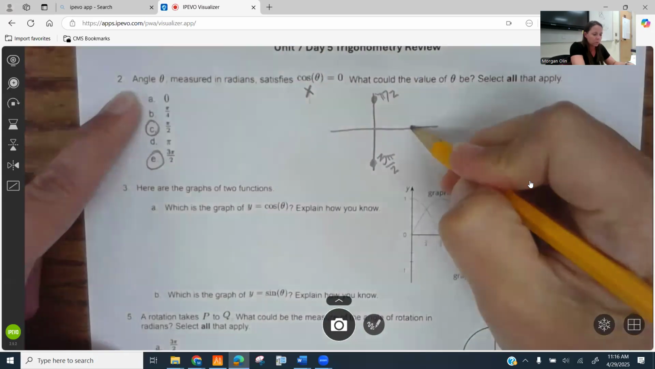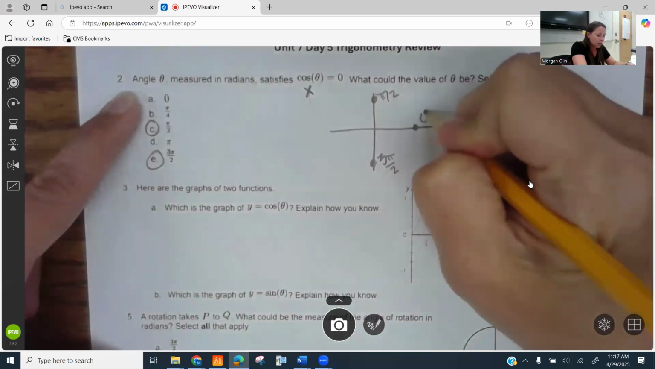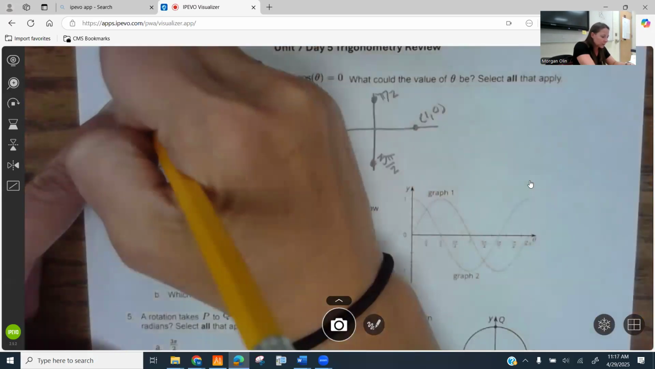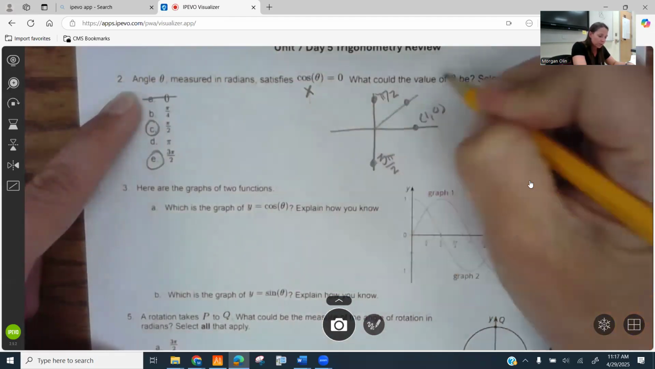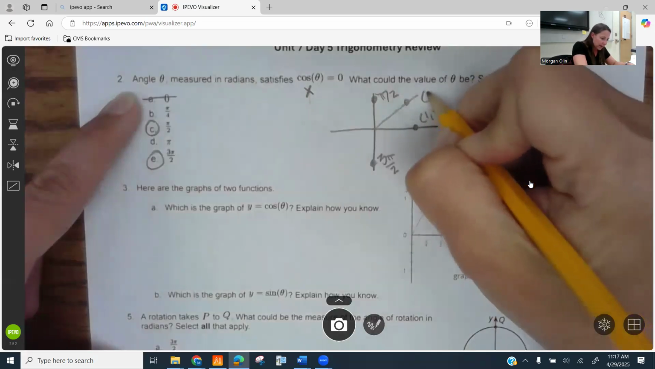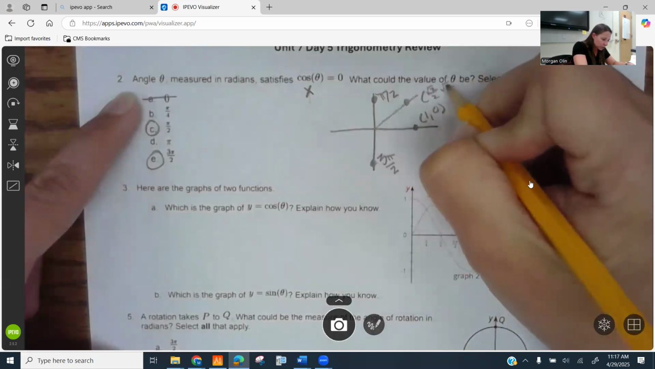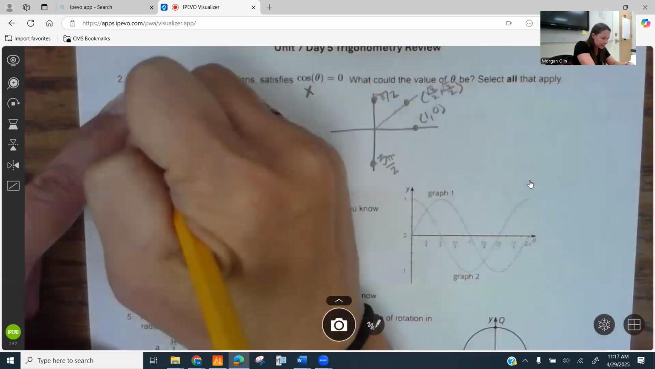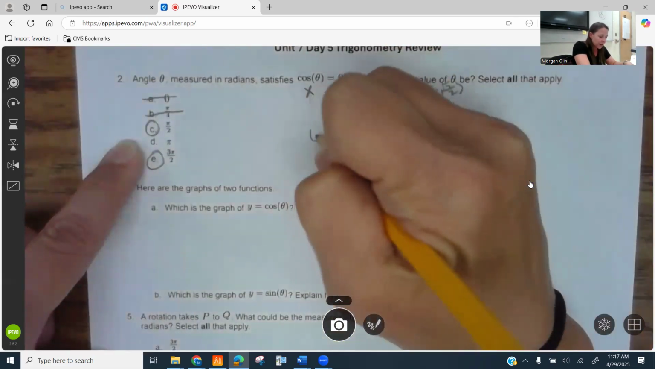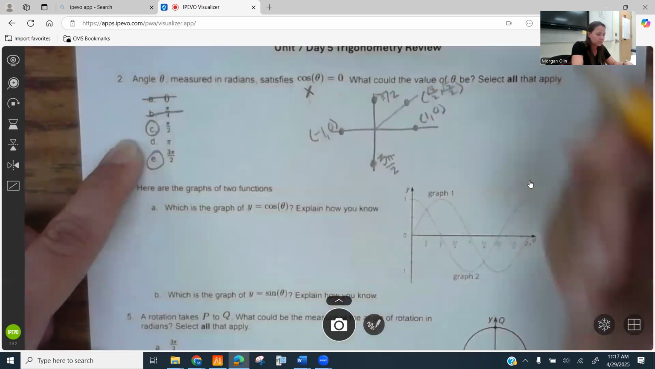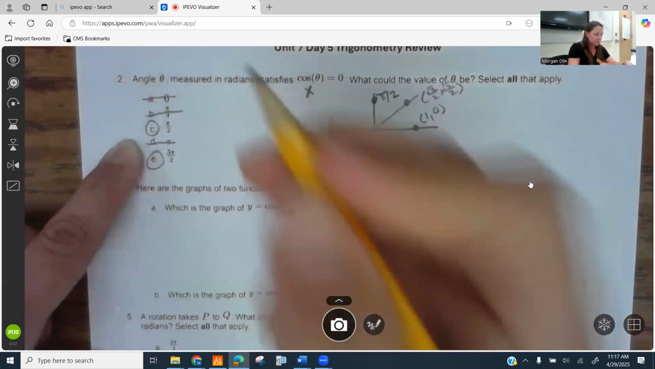0 is right here. Well, here at 0, the x value is 1, so it's not that. Pi over 4 is here, and if you remember, that's the 45 degree. That's square root of 2 over 2, square root of 2 over 2, so the x value is not 0 there either. And pi is on the other side of here. That's the point -1, 0, and the x value is -1, so it's not 0.